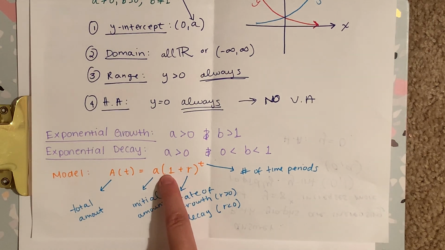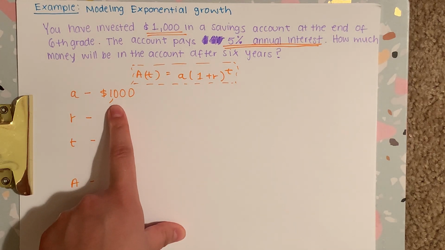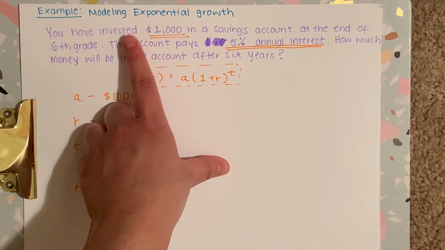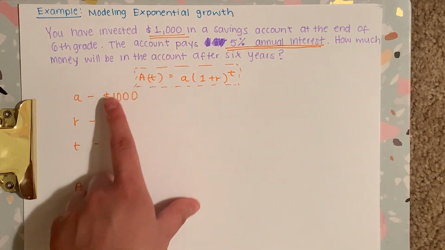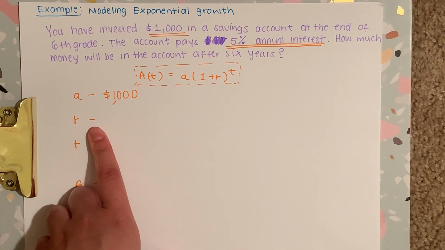Anyway, the lowercase a means the initial amount, right? So our initial amount is going to be $1,000. Why? Because that is what you start with, that you have invested $1,000 into a savings account. So that is your initial amount. Okay, so we put that to the side, right? Now let's find what R is.